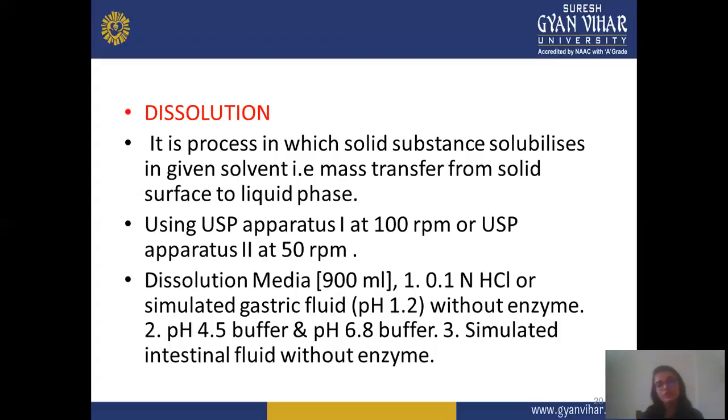If you're preparing a formulation for an intestinal effect, in this condition pH 4.5 is mainly preferred, and you can also prefer a 6.8 buffer. You perform this test according to intestinal fluid without enzyme, and you perform this dissolution test with the help of different USP apparatus. Mainly we use USP apparatus 1 and 2 for this dissolution test, and the speed is also maintained, and the temperature is mainly body temperature, 37 degrees Celsius, is required.